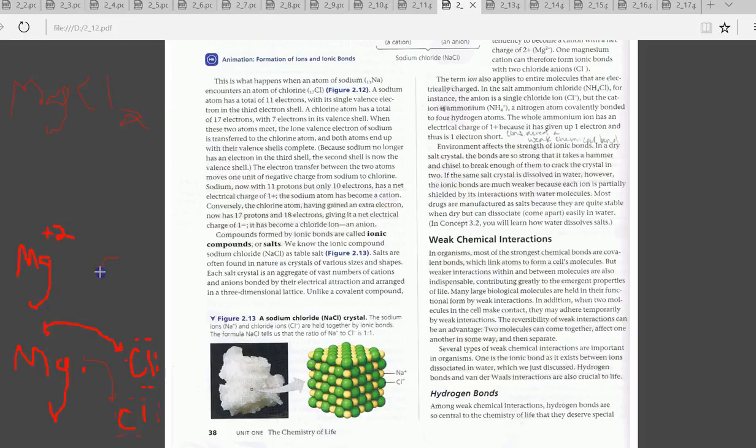So the anion for chlorine, its charge would be -1. So when it picks up 1, it's going to become -1. When this loses its 2, it's going to become +2. So if you remember from 10th grade chemistry, you can say, all right, well, this has a +2. How many chlorines is it going to take to fulfill the +2? 2.